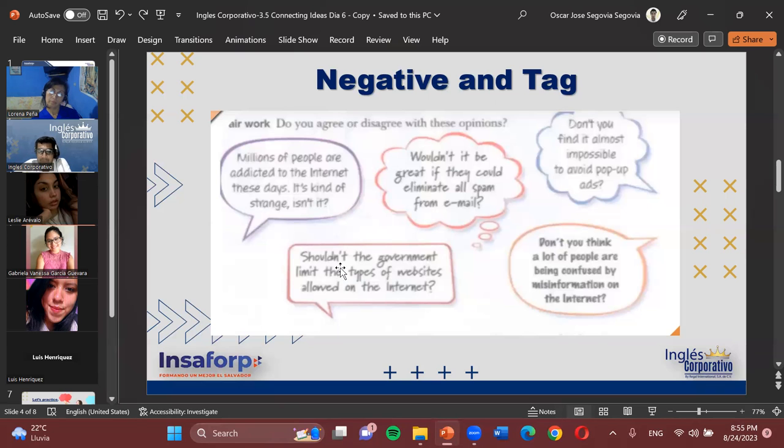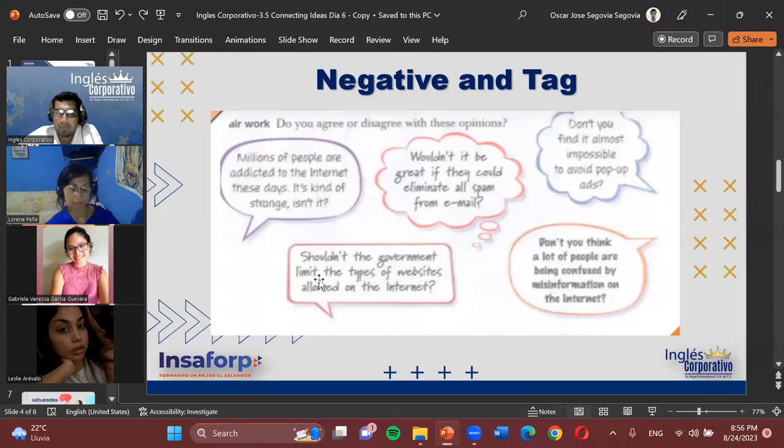We have another example here. Shouldn't the government limit the types of websites allowed on the internet? For us, I think it's not something that we wish we had nowadays. It maybe used to be something that people were talking about back in the day. But nowadays, I think this topic would be very tricky to touch on because, talking about how the government can limit the kinds of websites you can access, many people will get very touchy about that, because we love to have our freedom and we love to have access to what we want.